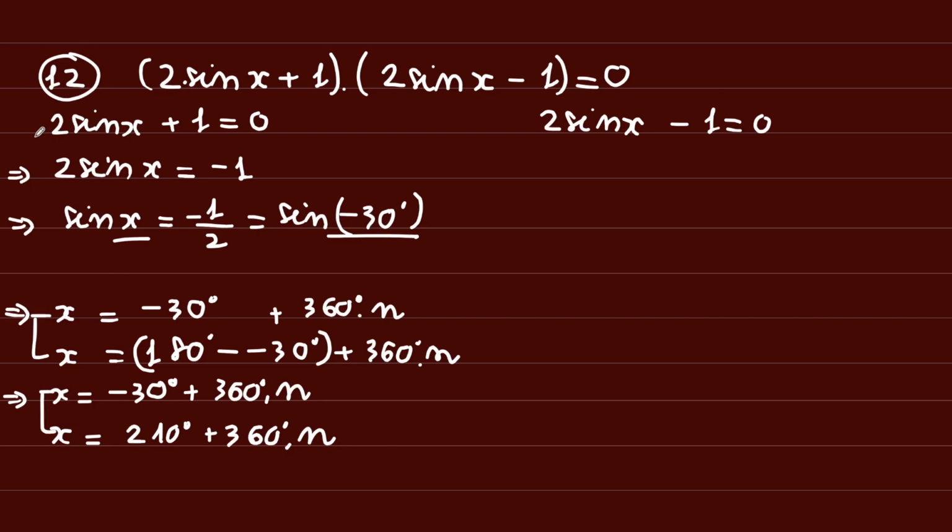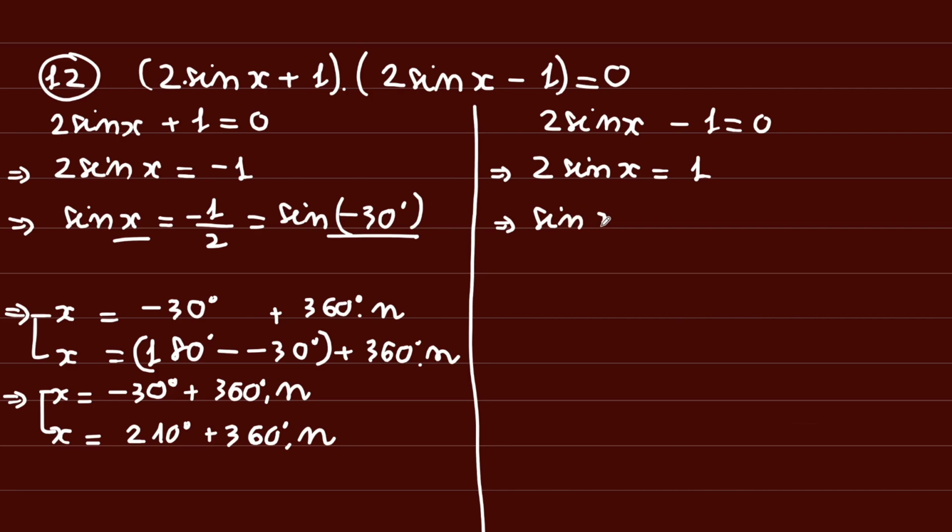Okay, that is number 12. The next one, the second example: you got 2 sine h = 1. Minus 1 from left to right becomes 2 sine h = 1, and then you have sine h = 1/2, equal to sine 30 degrees. And here it corresponds to two solutions.